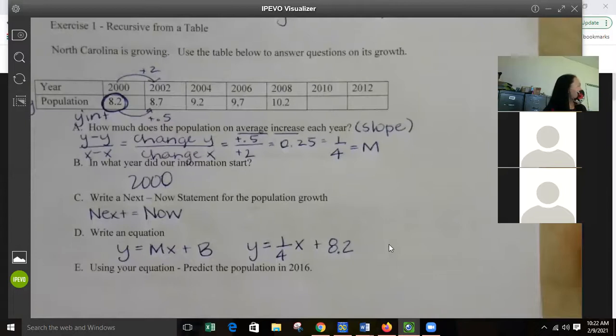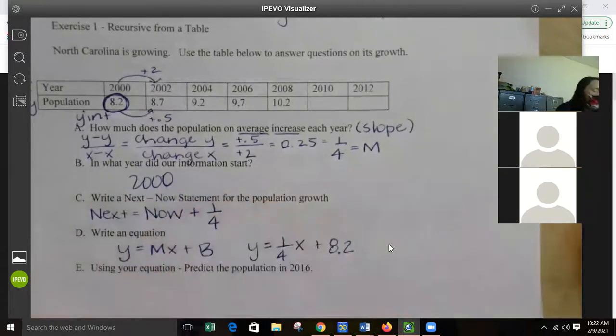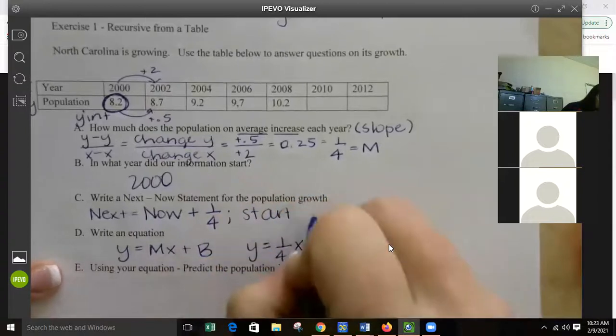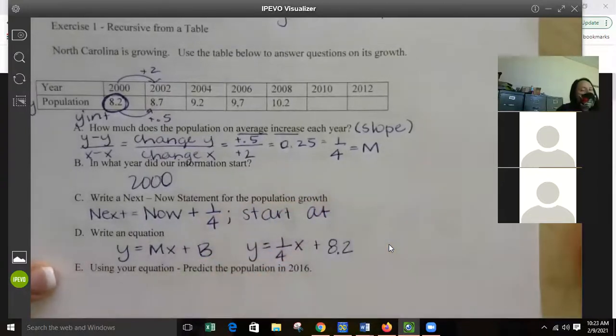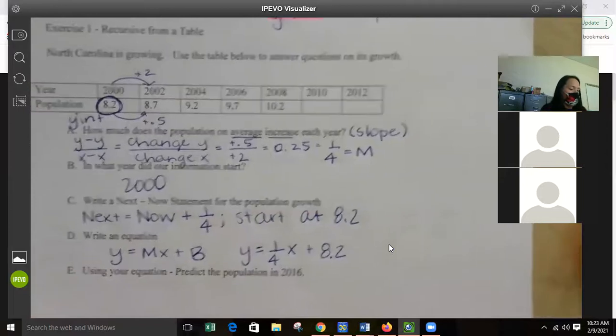1/4. Is it positive or negative? So we do next equals now plus 1/4 because it's positive. And then start at, what was our y-intercept? That's it. That's how you write a next now. So again, you just put in the numbers, no X's, you just put in the numbers. I'm going to skip part E for a minute. We're going to work on next nows and we'll probably come back to part E, okay?